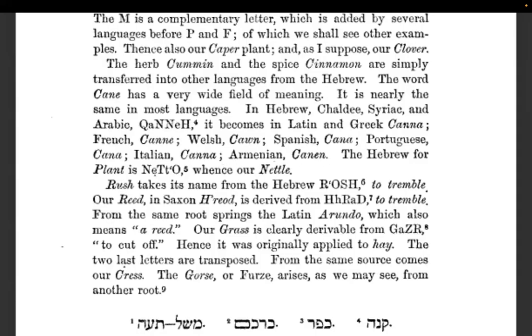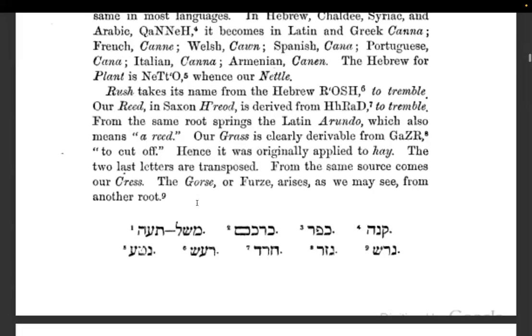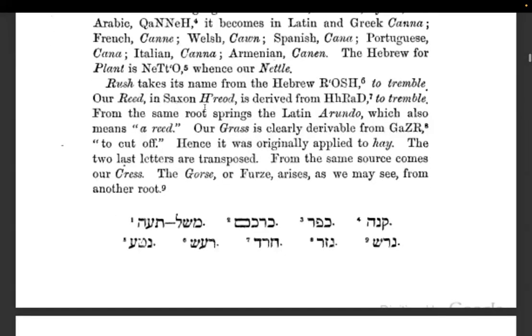The Hebrew for plant is natito, hence our nettle. Rush takes its name from the Hebrew rosh, to tremble. Our reed in Saxon hariod is derived from harad, to tremble. From the same root springs the Latin arundo, which also means a reed. And it's the one that trembles in the wind, right? Number seven there is chet, resh, dalet, harad.